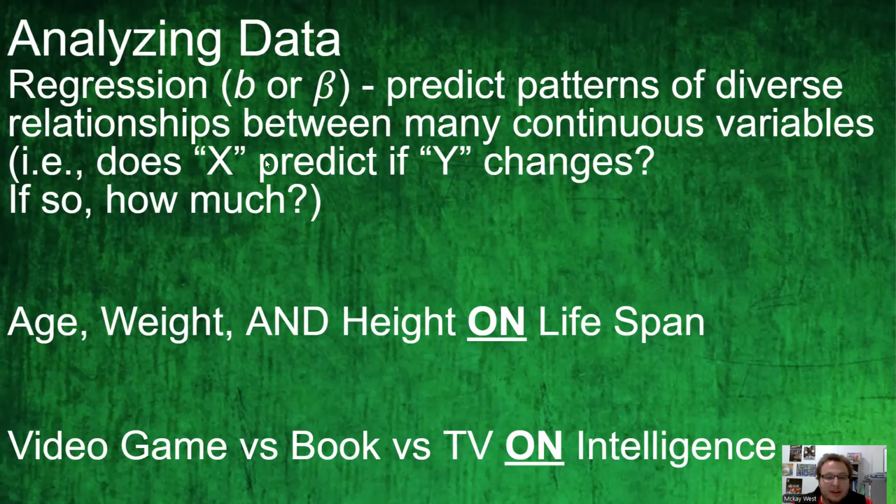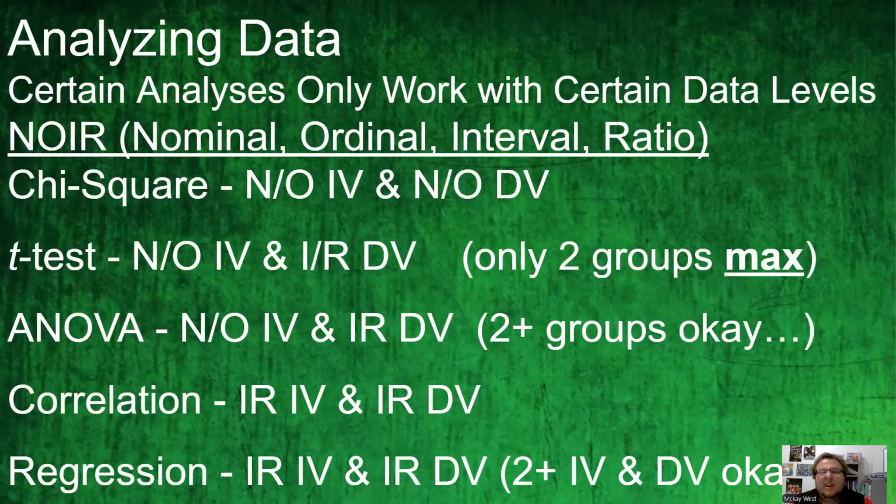But the big question then ends up being, if we do X, will Y change? And if it does, how much will it change? So again, you'll notice a lot of these variables are similar here: age, weight, height. But if a person's weight and age and height are given, how long are they likely to live based off these other variables? That is ultimately what a regression looks like.